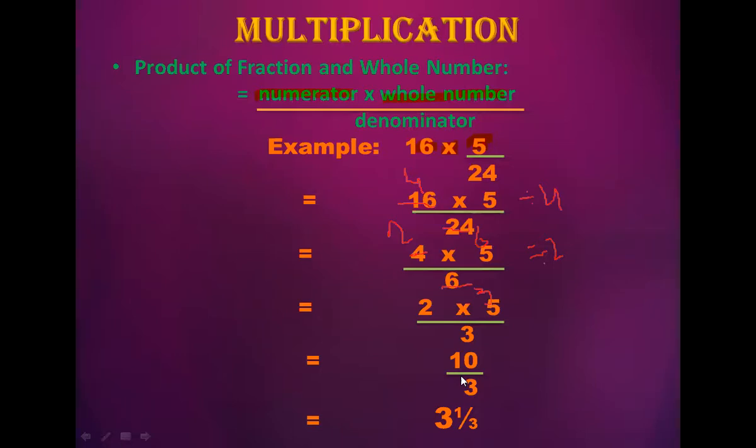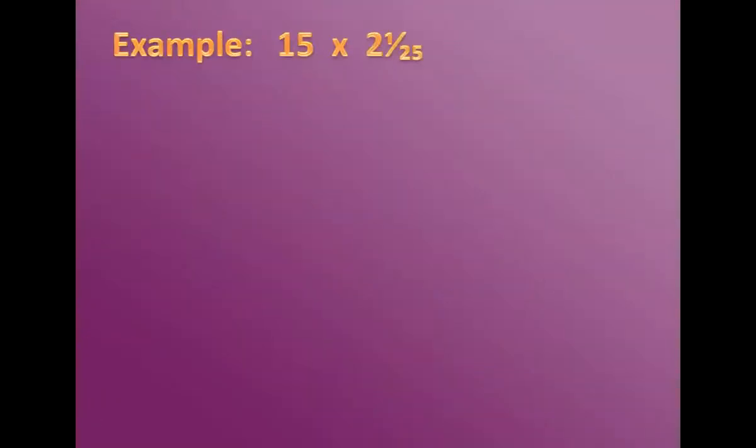Okay, now next is an example. Here again you have 15 multiplied by 2 whole 1 upon 25. Here you have a mixed fraction along with a whole number. So what you will do here, it's very simple. In the first step, you will convert this mixed fraction into an improper fraction.